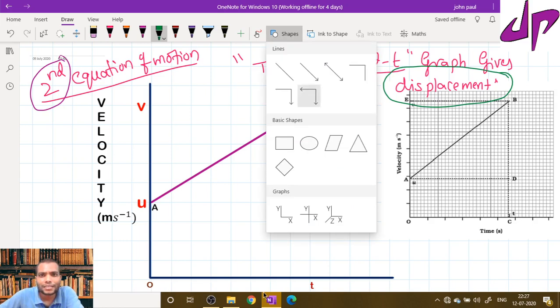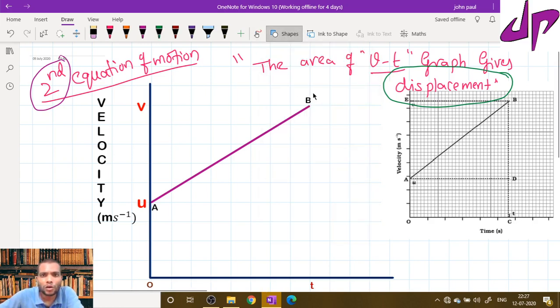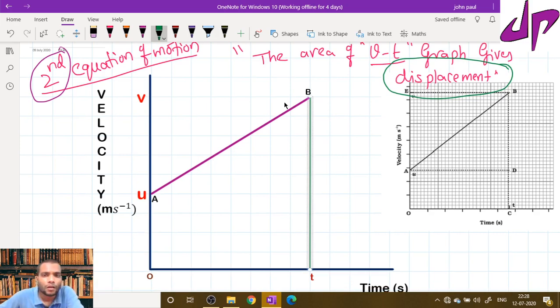To do that, first I would like to draw a line from B parallel to the time axis. Now I need to find the area of this region which I am going to shade. If we can find this particular area carefully, our task is over, and that gives us the second equation of motion.